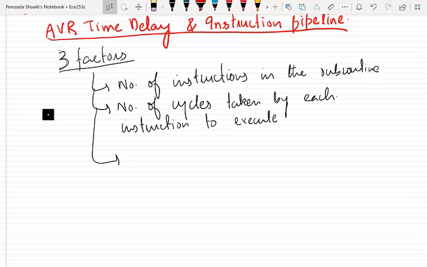If I say that a particular instruction takes one cycle to execute, will this cycle be of constant duration in every microcontroller? No, of course not. The duration of this cycle, what we call the machine cycle, actually depends on the crystal frequency connected to that particular microcontroller, the frequency of the crystal oscillator.